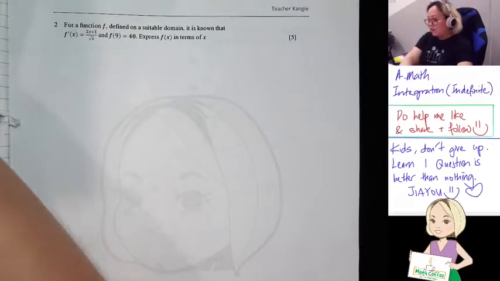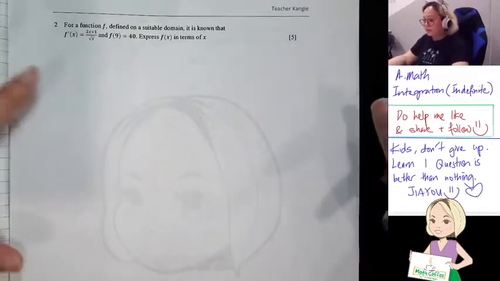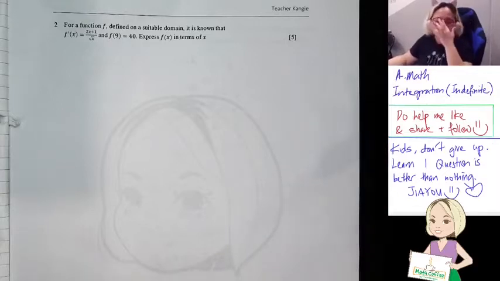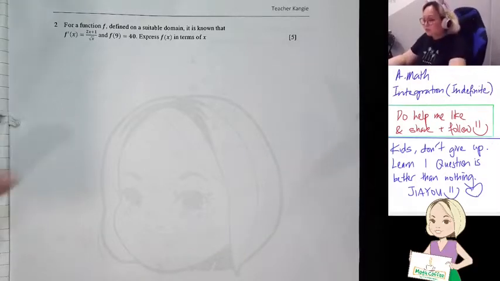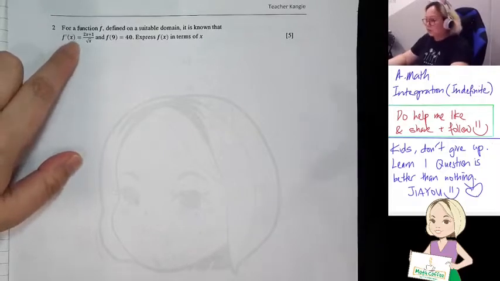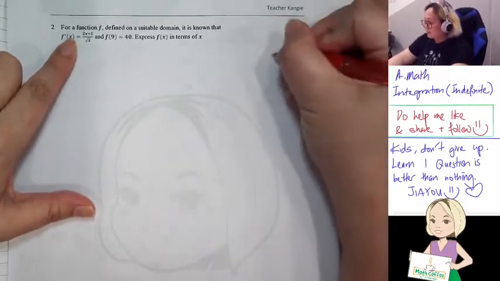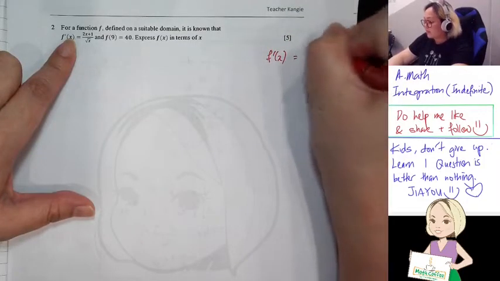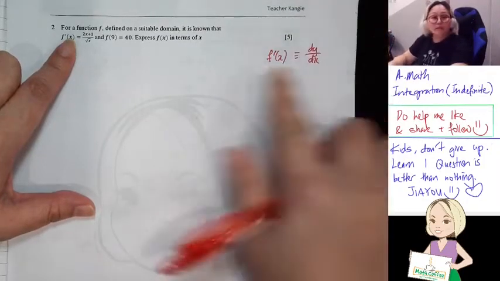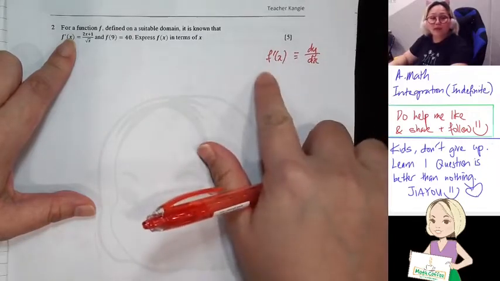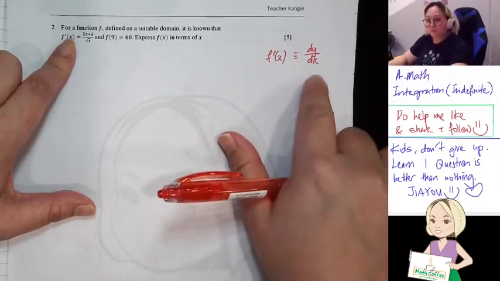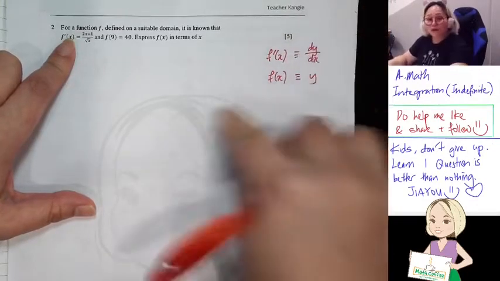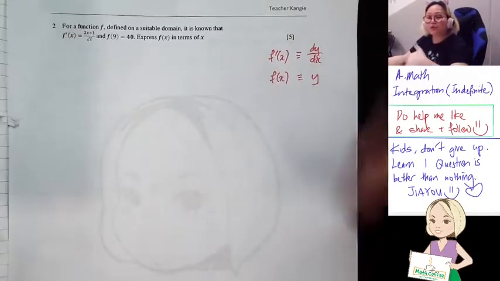So for a function f, blah, blah, it is known that blah, blah. Okay, this one looks very complex, but you must know how to read the language. So they put f prime x. You need to know that f prime x is the same thing as dy dx. F prime x is the same as dy dx. And f x is the same thing as y. So you need to know the language.